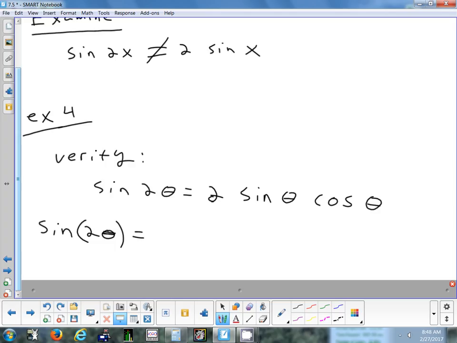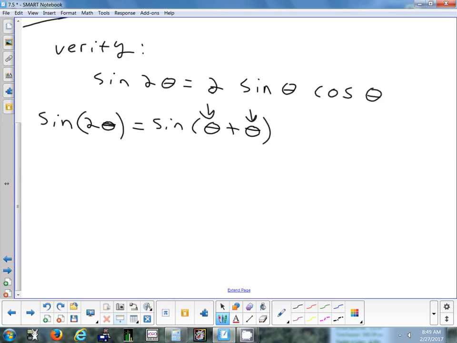Theta plus theta. Yeah, you could write it as sine theta plus theta. Now that's the sine of a sum. So we have a formula for that. It's just that this time the first and the second are the same thing. So everything is going to be the same. And somehow I'm saying it's going to come out to that. Okay, so let's see.